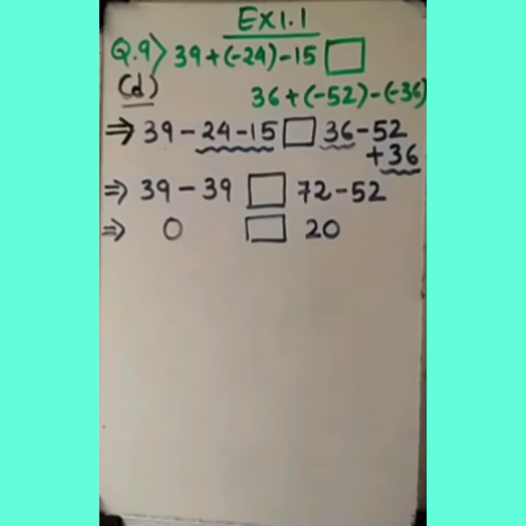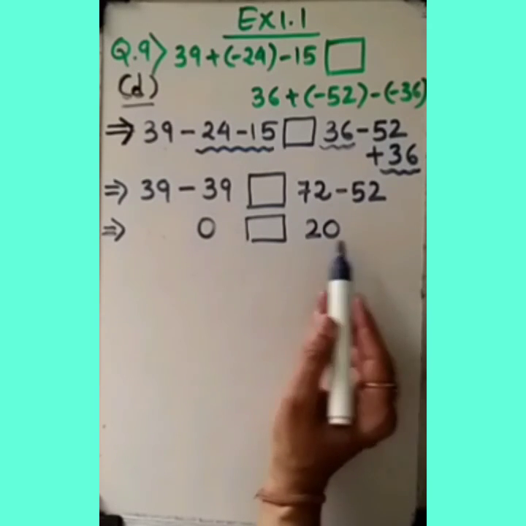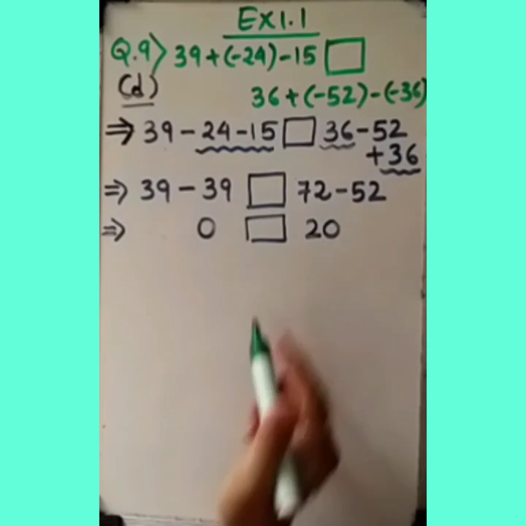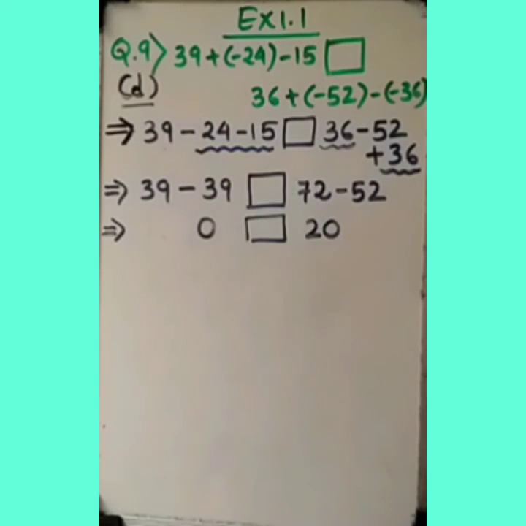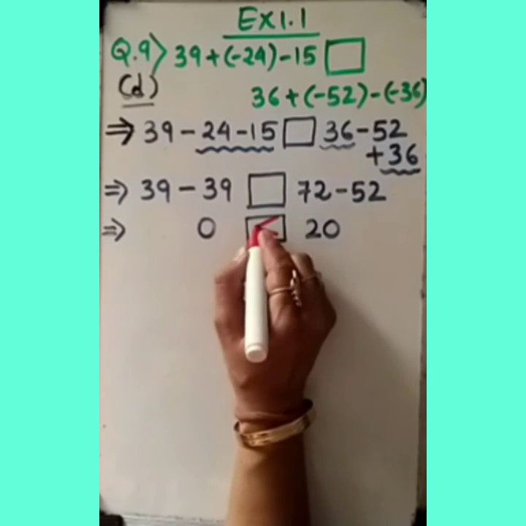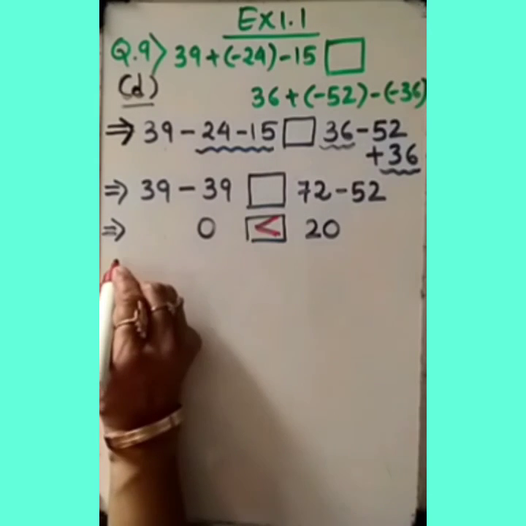And as all of us know very well, a positive number is always greater than 0. Any positive number is always greater than 0. So which is the bigger of both of these numbers? This. So we need to put the sign this side. Here. Now we'll work out on the E.